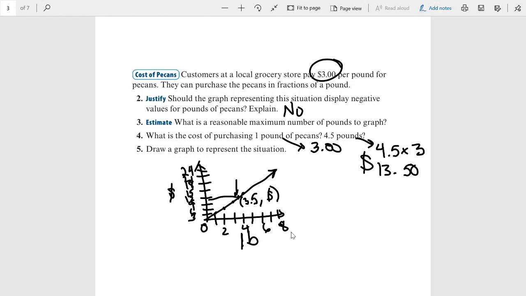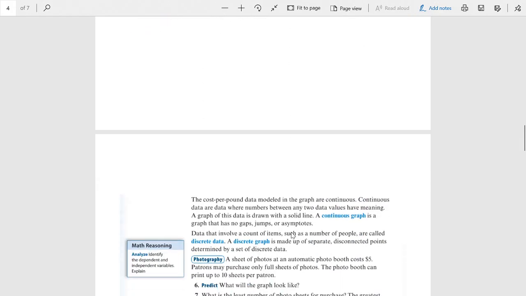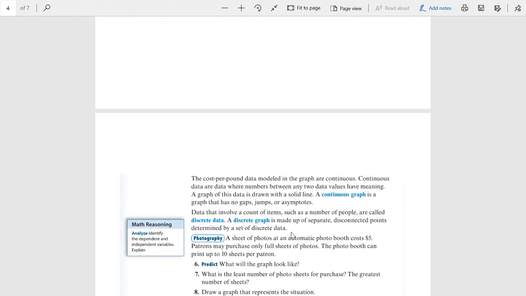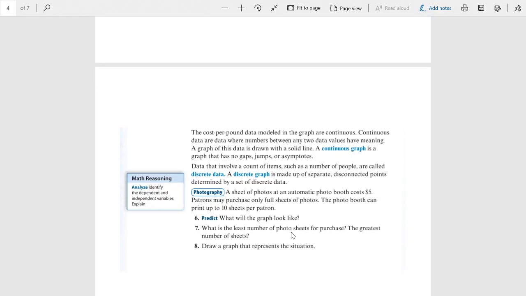Every single point that I have on this line, wherever I want it to be, there should be an actual value to it. So we show that with a solid line. That's called continuous data or a continuous graph. It's a graph that has no gaps, jumps, or asymptotes. An asymptote is a line that you can't cross and doesn't have any values there, just so you know.